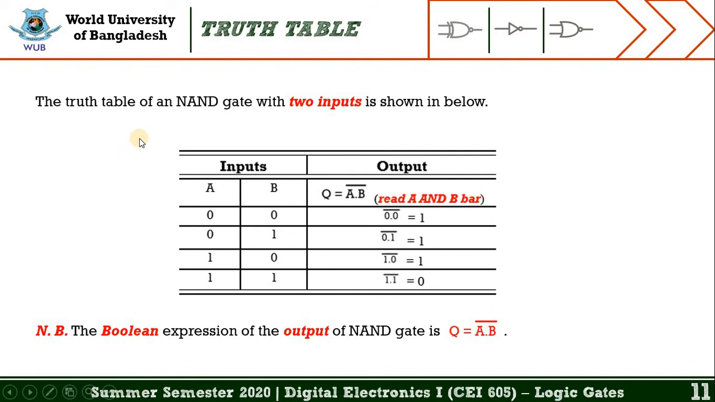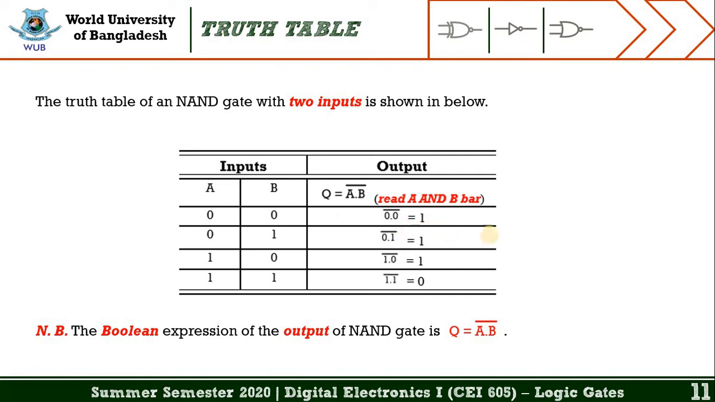From this slide, you may learn about the truth table of the NAND gate. You see from the table, the NAND gate has two inputs, one symbolized capital A and the other capital B, and the output is similar to the AND gate, but with a negation. You can read it this way: A and B, or you can say not A and B.